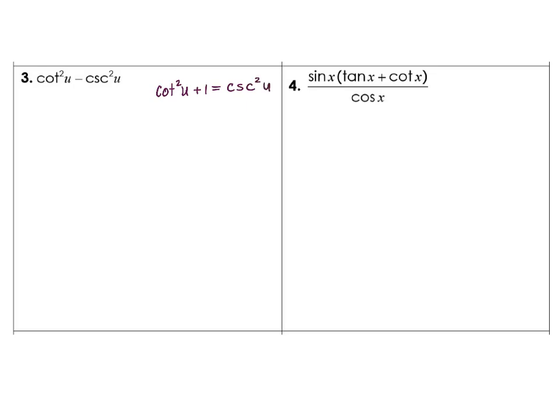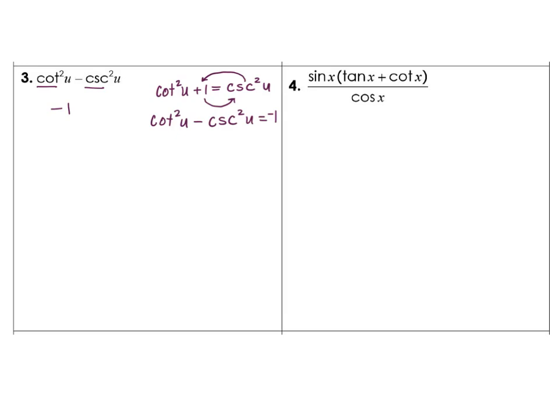So it looks like it might be a good idea to subtract cosecant squared u over to one side and move that 1 over to the other so that I would have cotangent squared minus cosecant squared. So when I do that with the identity here, notice I am going to generate exactly what we were given. So that tells me all of that is equal to -1.